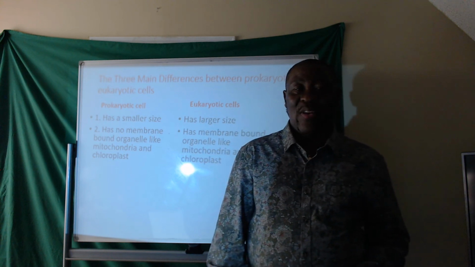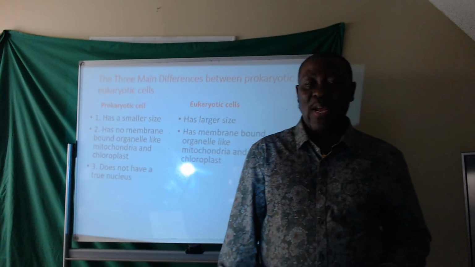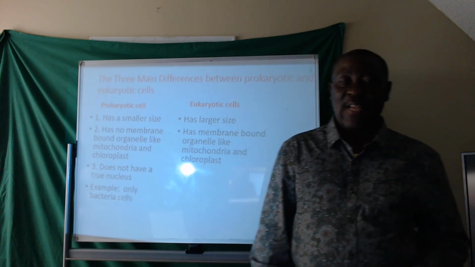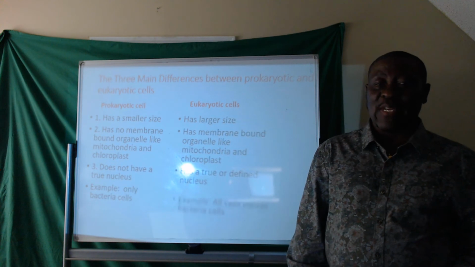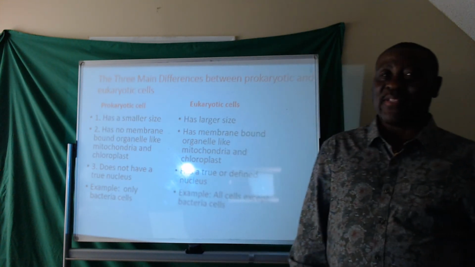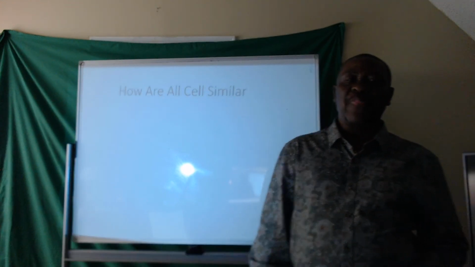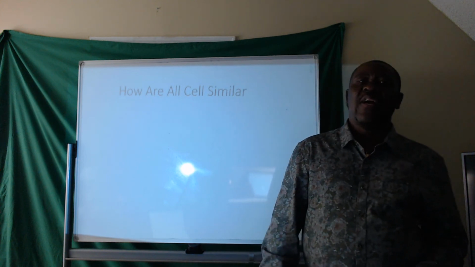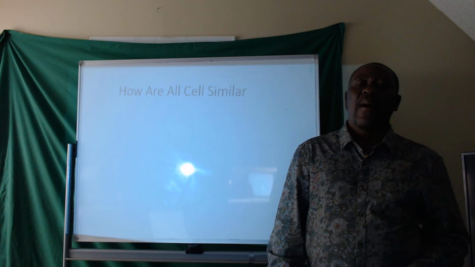Yeah, you go. Okay, let's go under prokaryotic cell. Does not have a true nucleus, and the example is only bacteria, and of course eukaryotic has a true nucleus. And what's an example? Example is all cells except bacterial cells. Okay, good. I think we already explained the differences and the similarity between prokaryotic and eukaryotic.